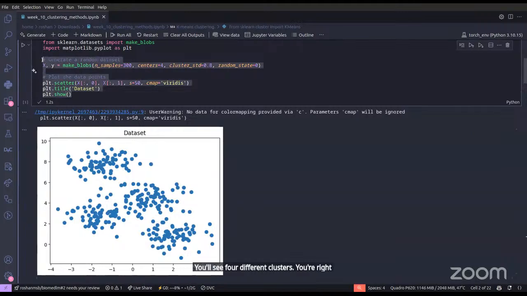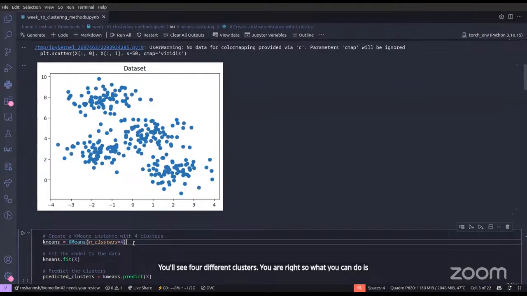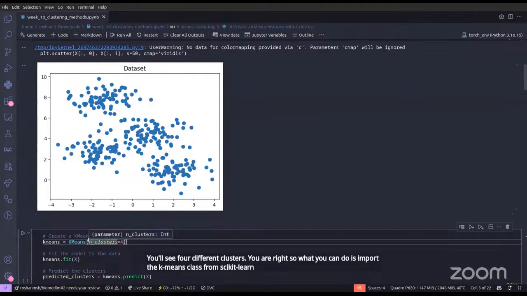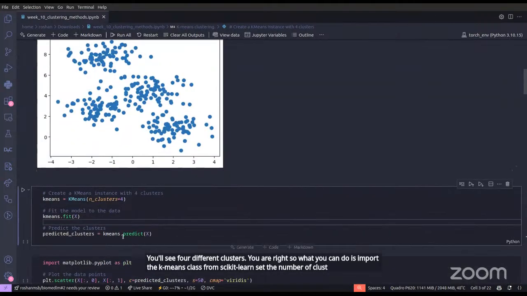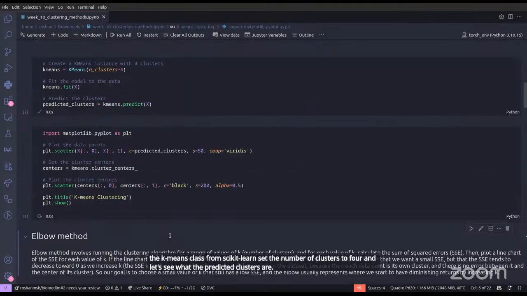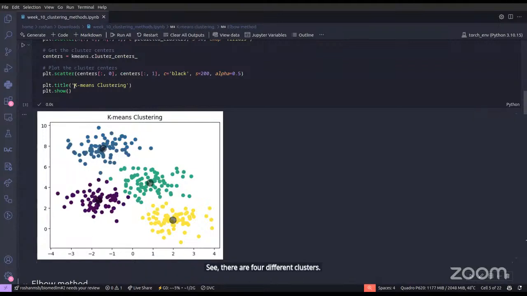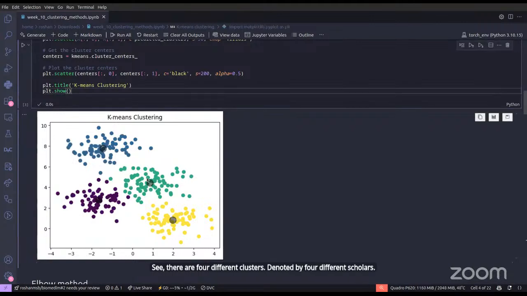So what you can do is import the k-means class from scikit-learn, set the number of clusters to 4, and let's see what the predicted clusters are. See, there are four different clusters denoted by four different colors, and you can see the centers also in black.